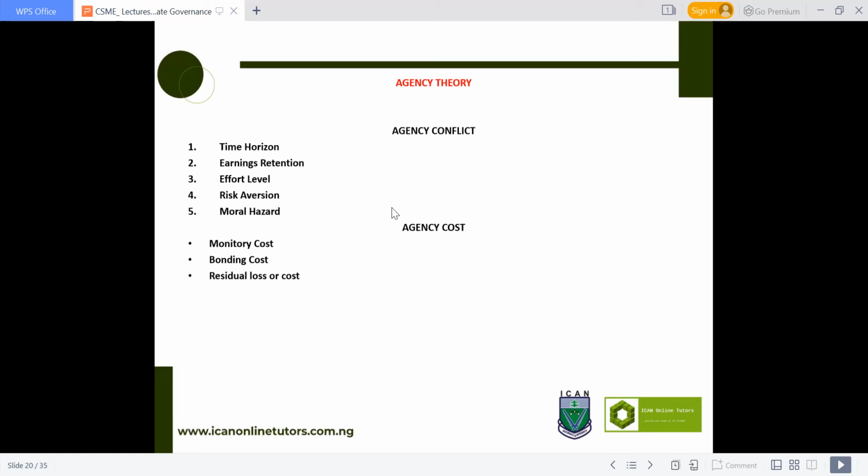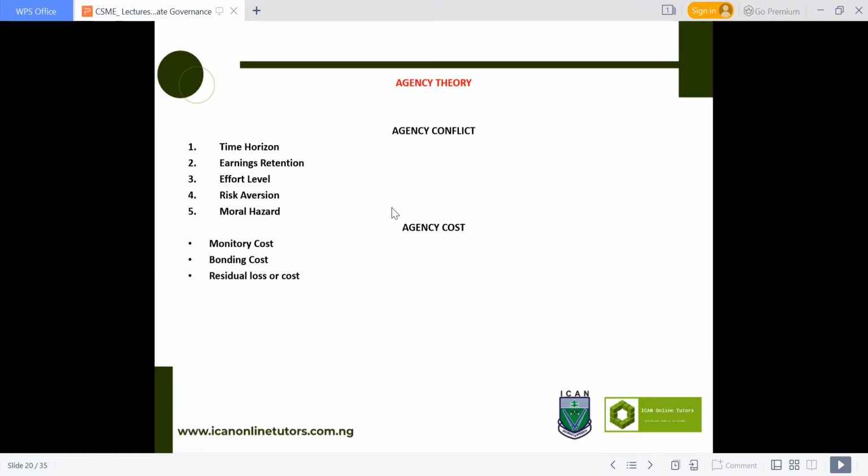Effort level: I want you to work very hard, one is working less. Risk aversion: one wants to take risk, the other one is saying no. Moral hazard: one wants to receive high benefits from his employment, you are saying, oh, I'm not going to increase your remuneration, the company can still be using the existing one that you have. So you can see there's a gap in each of these things.